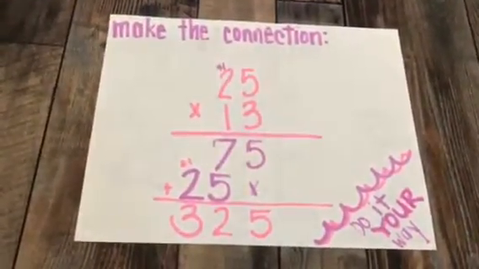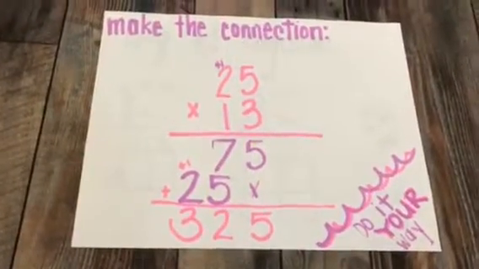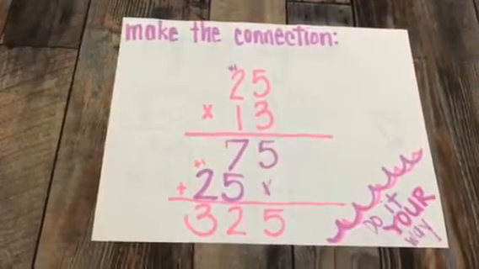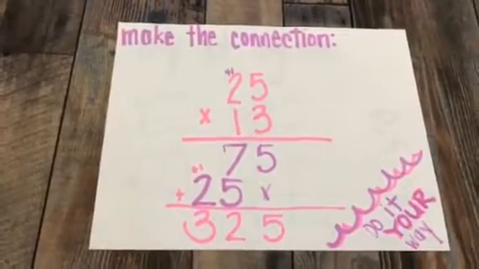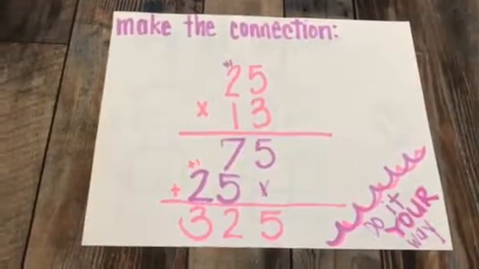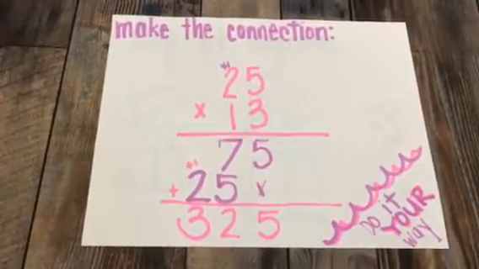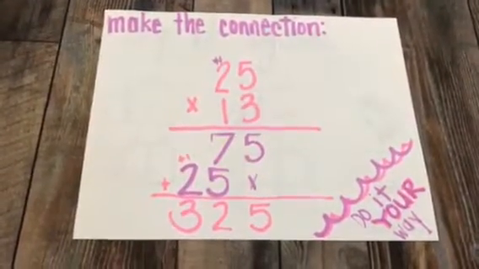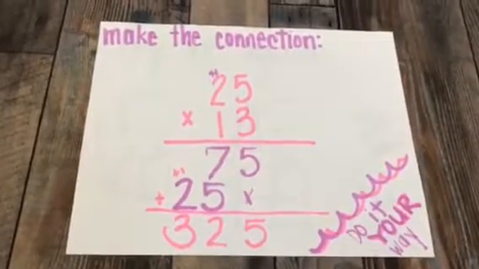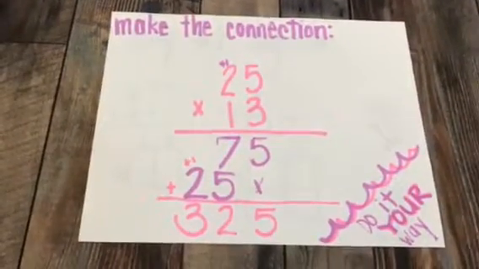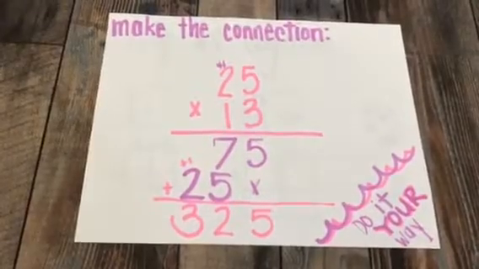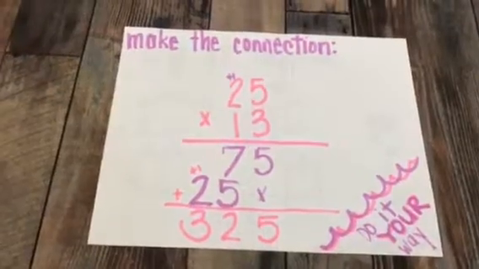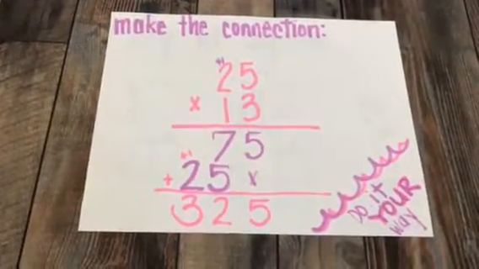Now, here's where we make the connection. If you remember at the beginning of our chapter, we first learned the concept of multiplying using regrouping. Now, this is the old-fashioned way of multiplying, the multiplying that our moms and dads and grandmas and grandpas learned. But this way might not be easiest for everybody. So, you can choose to do it your way so you can find success.